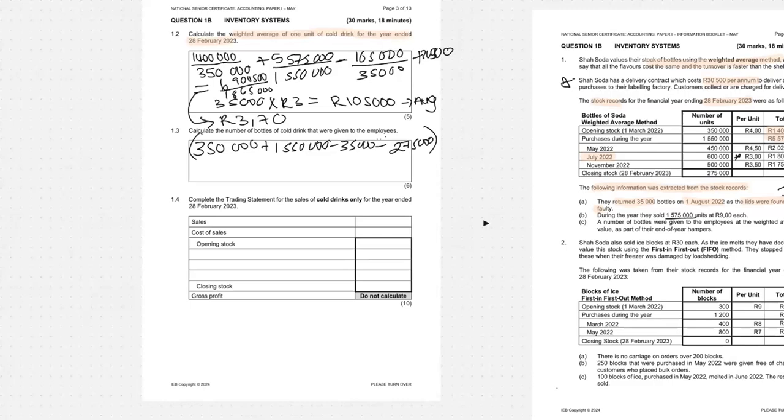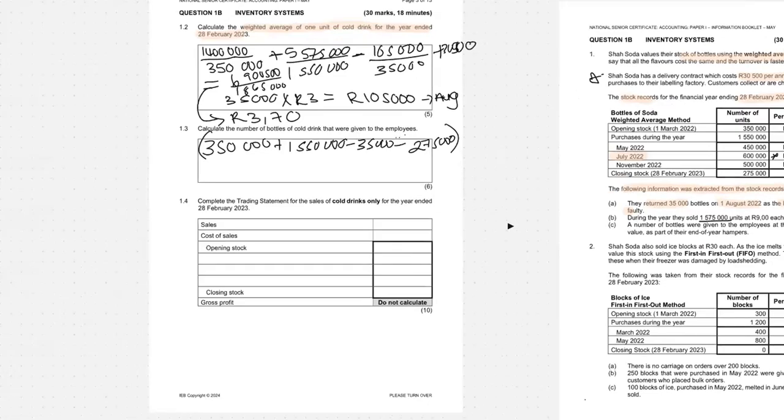So if you minus your sales from that formula, then you should be getting zero. If you're not getting zero, then that means something was stolen or damaged, or in this case, the bottles were given to the employees, meaning they were not sold. So we just minus the number of units sold, which is 1,575,000, and that will give us the number of bottles that were given to the employees.